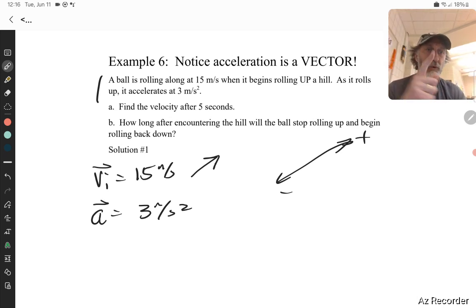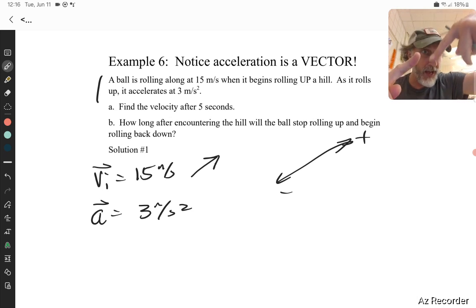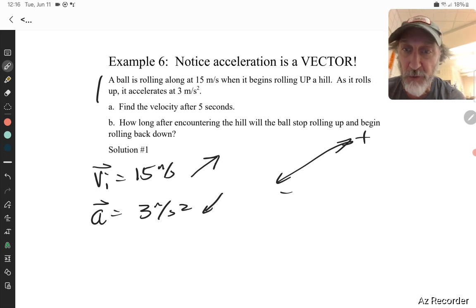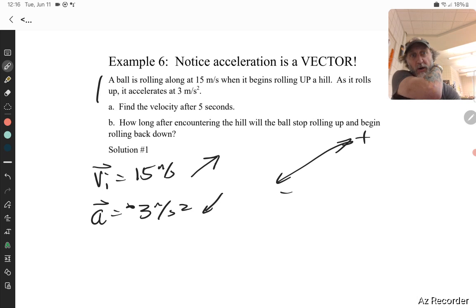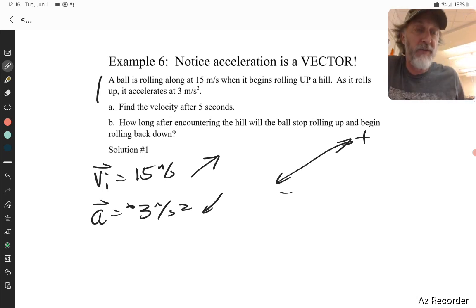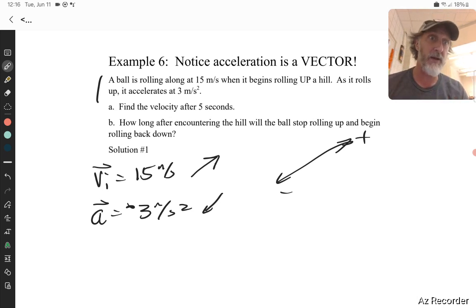It's rolling up the hill, but because it's going up a hill, gravity is going to want to make it slow down. And so that acceleration is working against the velocity. My acceleration is down the hill, so I have to make it negative. Let's see if we can figure out what's going on here. This example is the first time where you're really going to start to, I hope, understand the importance of these positive and negative signs.